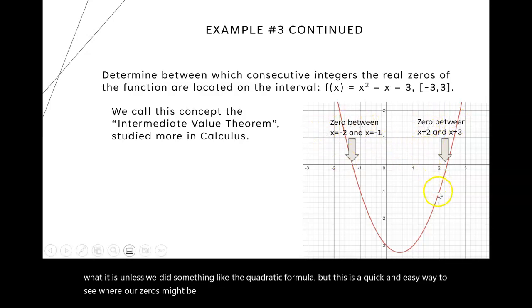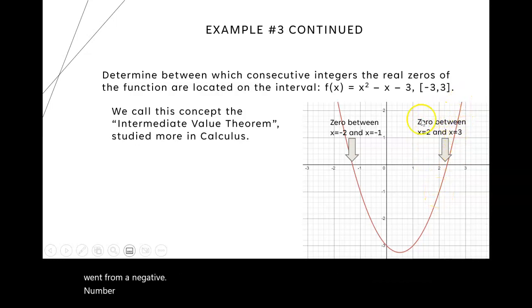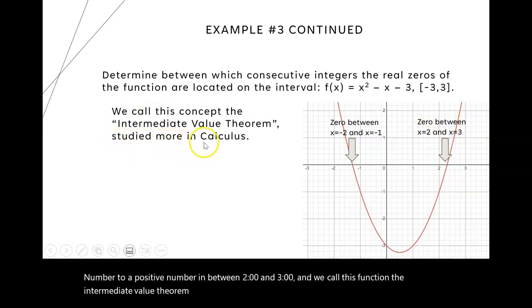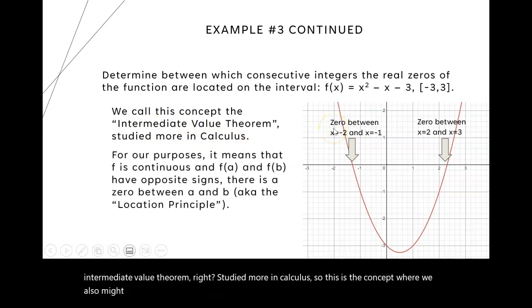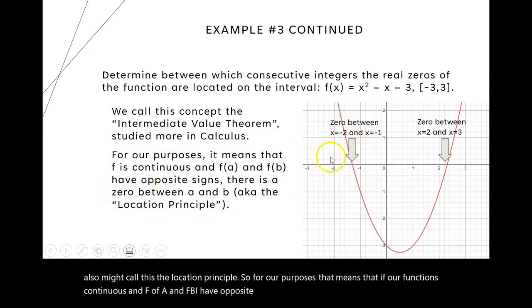There's also one between 2 and 3 because our function went from a negative number to a positive number in between 2 and 3. And we call this the intermediate value theorem, studied more in calculus. This is the concept that we also might call the location principle. So for our purposes, that means that if our function is continuous and f of a and f of b have opposite signs, there's some sort of a 0 between a and b.